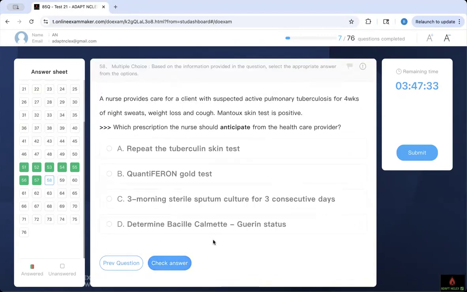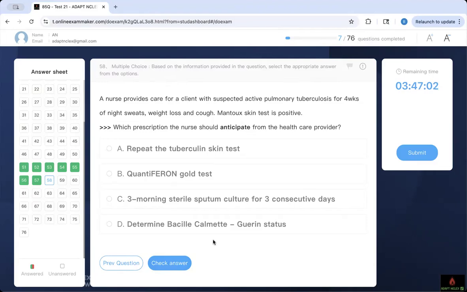And let's provide care for a client with suspected active pulmonary tuberculosis for 4 weeks of night sweats, weight loss, cough. That means he has all the signs and symptoms of what? Active TB. We did a skin test, positive. That means the PPD test is positive. Which prescription should the nurse anticipate from the healthcare provider? We know this patient probably has tuberculosis, which is active based on signs and symptoms: night sweats, weight loss, cough. And we have a PPD that is positive.